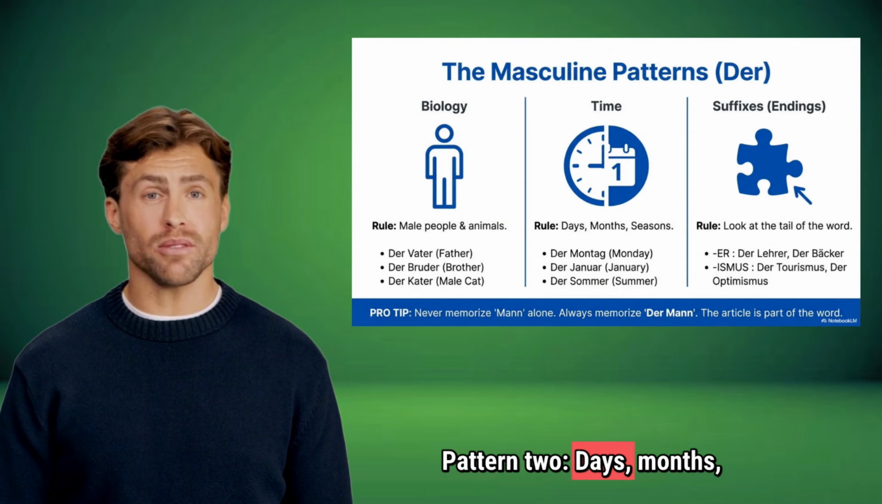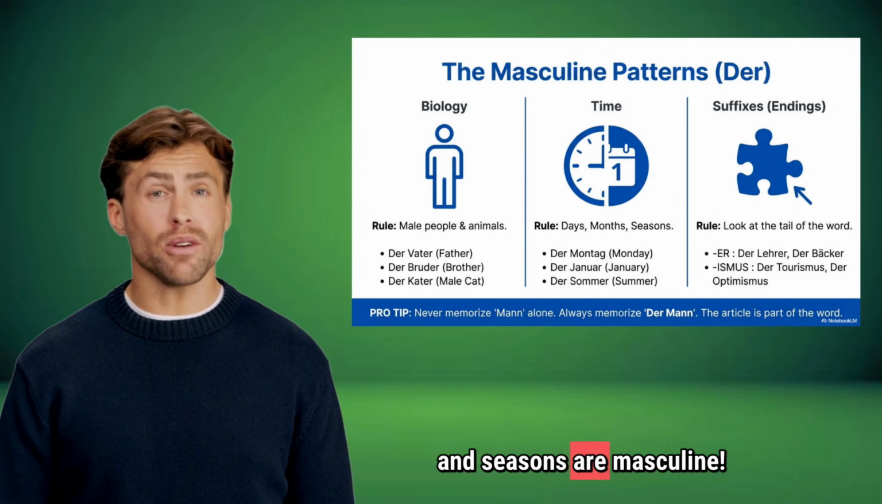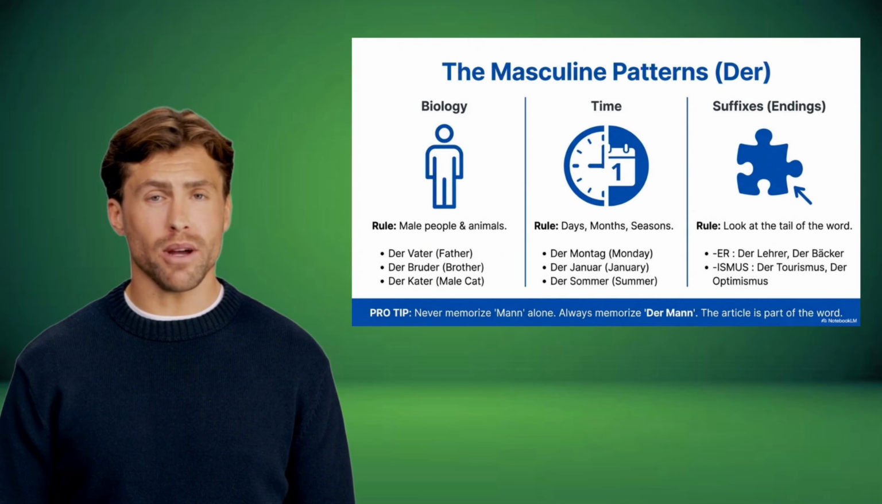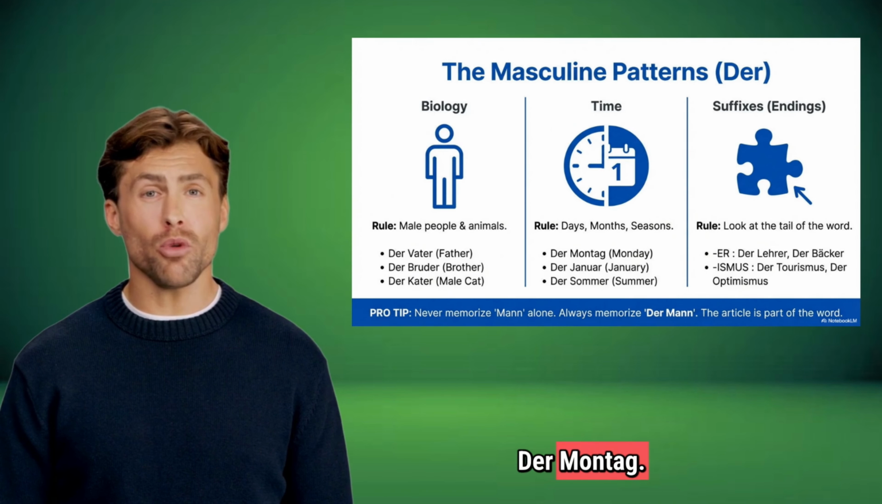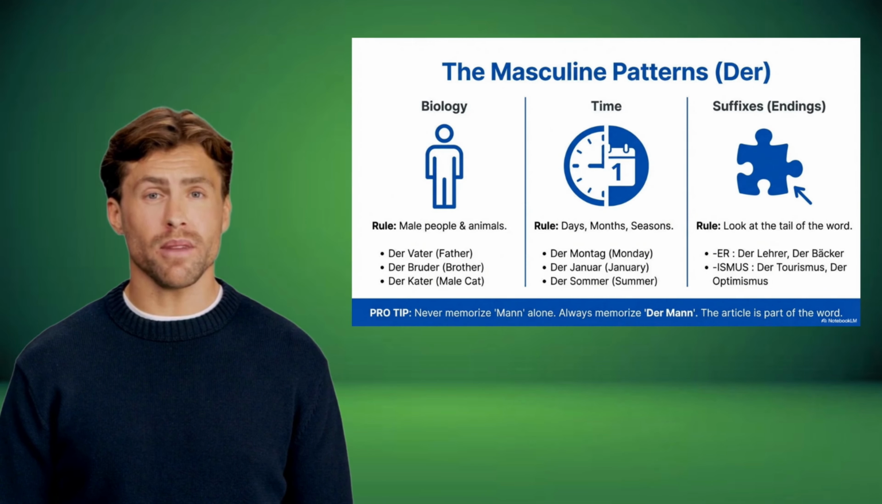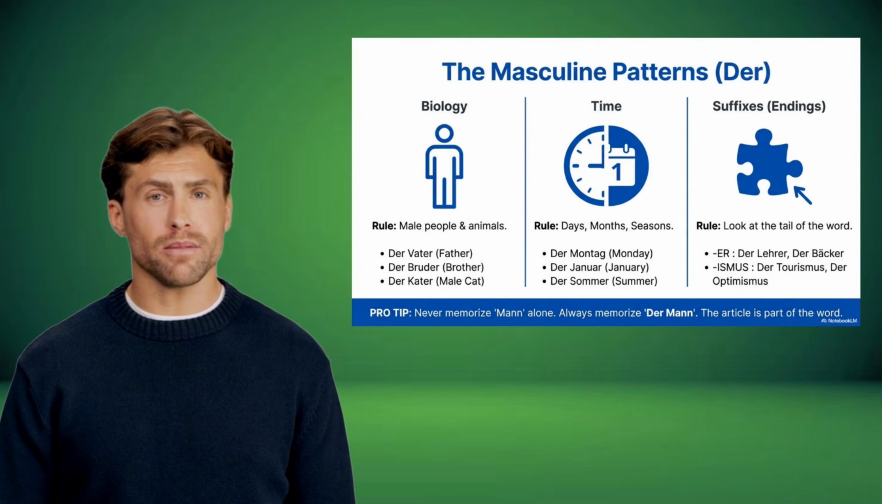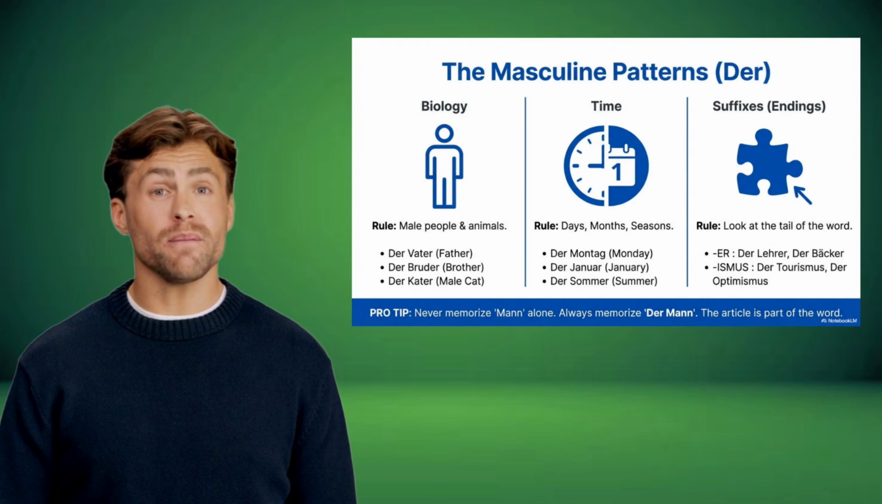Pattern 2. Days, months, and seasons are masculine. Monday. Der Montag. January. Der Januar. Summer. Der Sommer.